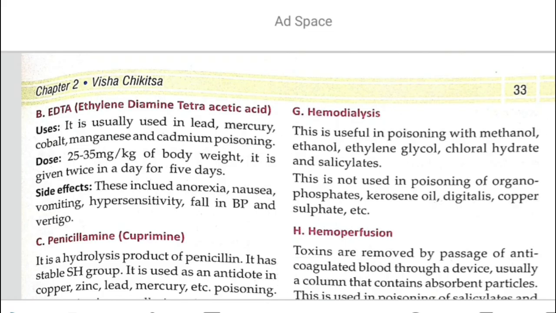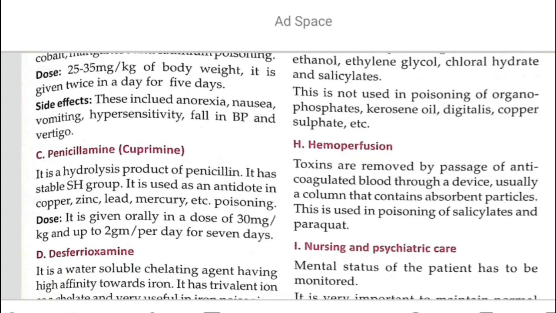B. EDTA, ethylene diamine tetraacetic acid. Uses. It is usually used in lead, mercury, cobalt, manganese, and cadmium poisoning. Dose 25 to 35 mg per kg of body weight. It is given twice a day for 5 days. Side effects. These include anorexia, nausea, vomiting, hypersensitivity, fall in BP, and vertigo.